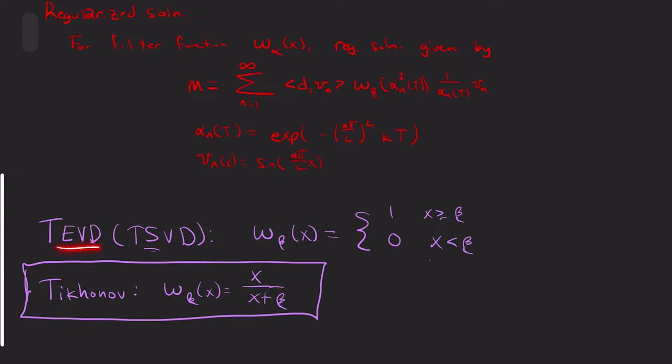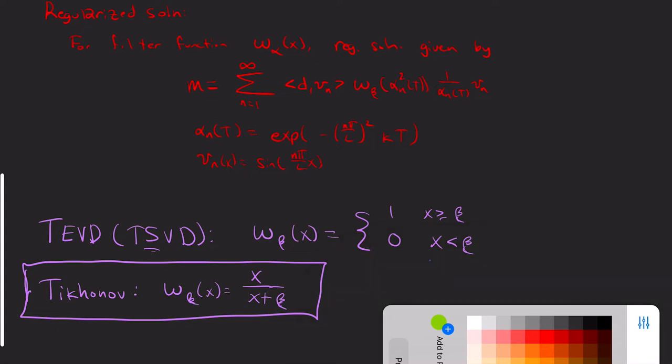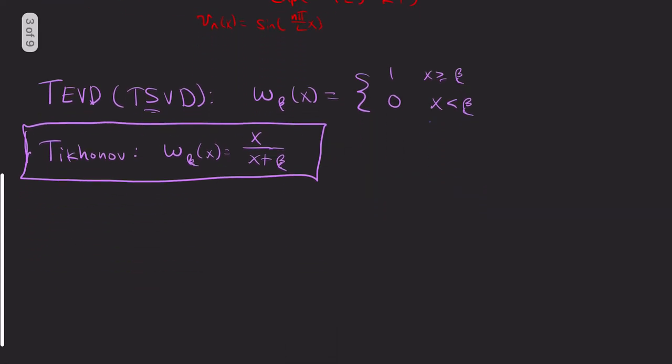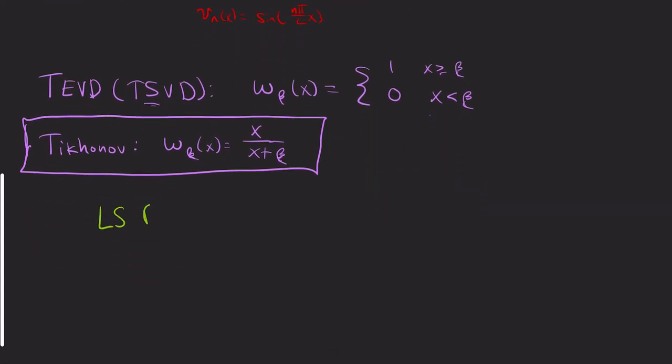So one way is to strictly truncate. Above some threshold beta, we allow the eigenvalue in. If the eigenvalue is too small, we just cut it off. And then a smooth version of that we call Tikhonov regularization. Now, in this video, we'll show a least squares formulation of Tikhonov.